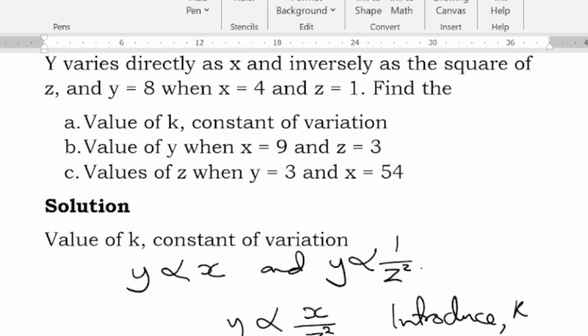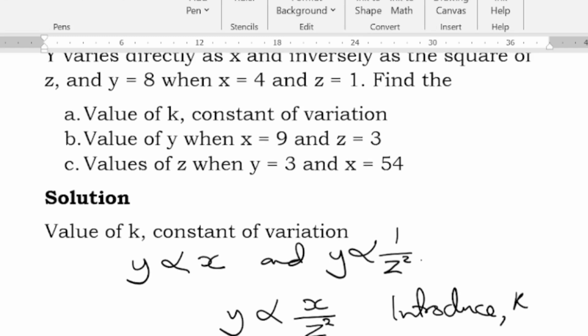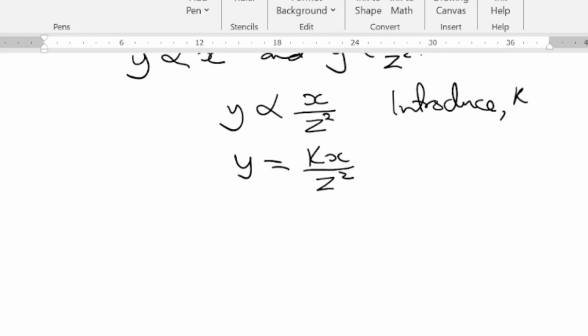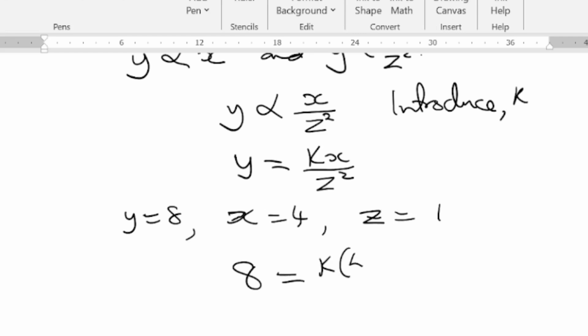Now we are given that y is 8 when x is 4 and z is equal to 1. So I want to find the value of k. So y is 8, x is equal to 4, and z is equal to 1. So we substitute into this one. So we have 8 is equal to k times 4 over 1 squared. So here we have 8 is equal to 4k. And so when we divide both sides by 4, we find that our k is equal to 2. That is the value of k.